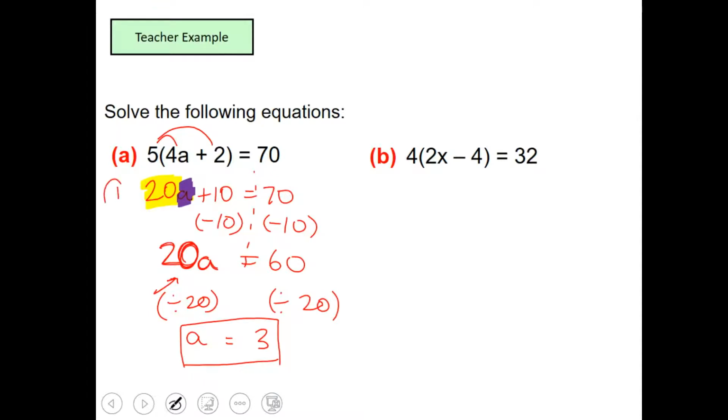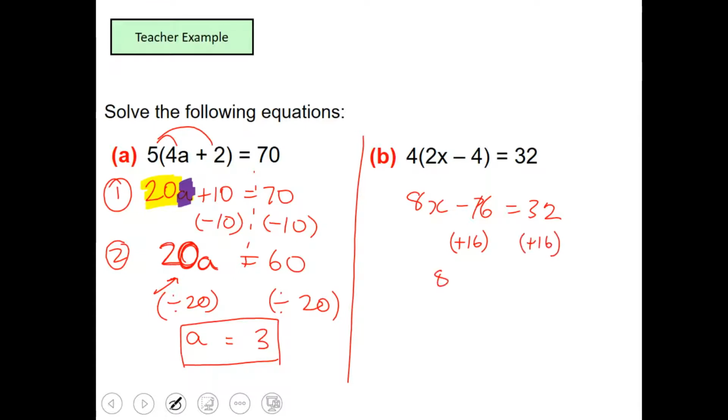Step 1 is expanding the bracket. And then step 2 is solving the equation. Okay, so expand the bracket, then solve the equation. Have a go at B yourself. Please pause the video now. Try B. You should have gotten x equals 6.